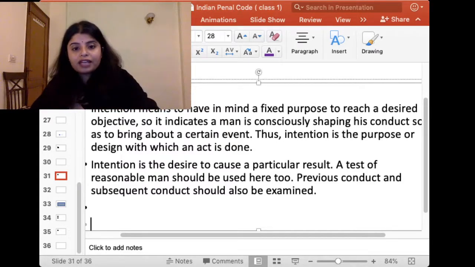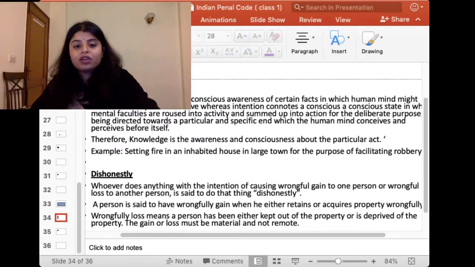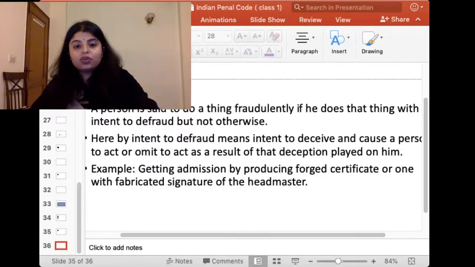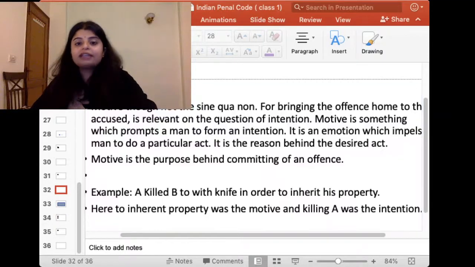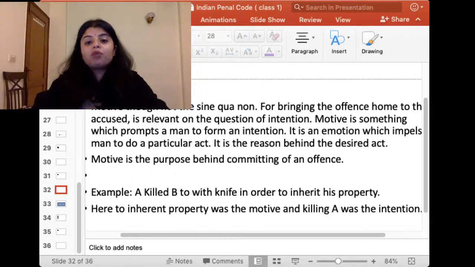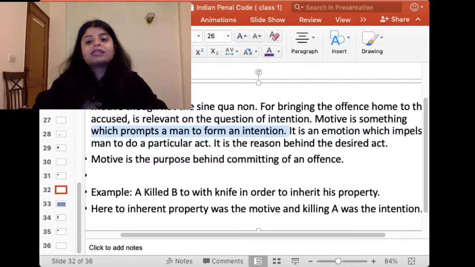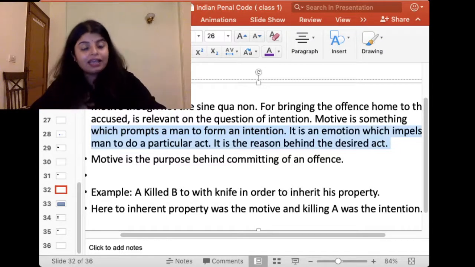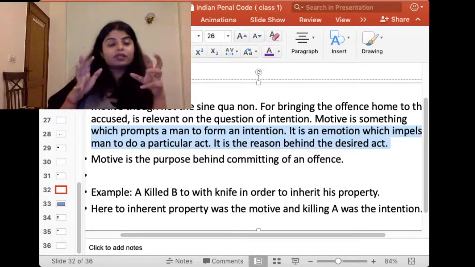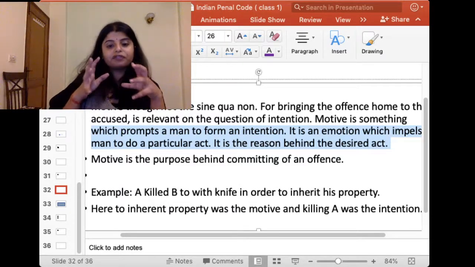Now apart from that, in today's class, you just need to know, there are more definitions to it, but we will study them in the next class. You should know the difference between the motive and the intention. Motive is something which prompts a man to form an intention. It's an emotion which impels a man to do a particular thing. So if A killed B with a knife to inherit the property, inheriting is the motive and killing was the intention.